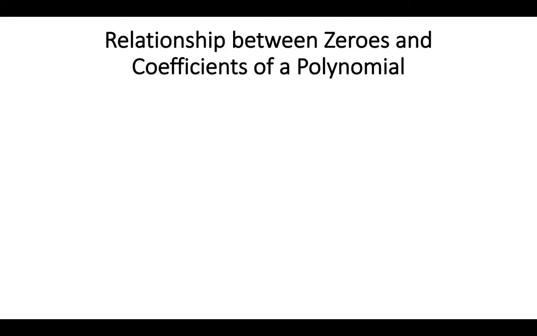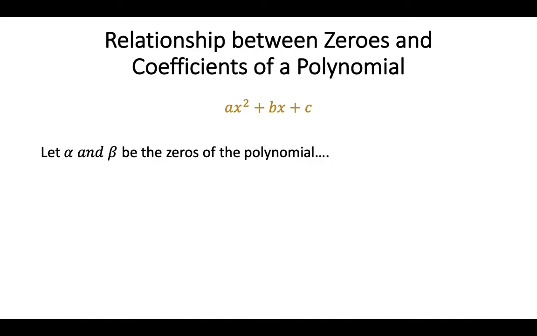Now, there is a small relationship between the zeros of a polynomial and its coefficients. Let us say, for example, I have taken this equation ax square plus bx plus c. This is a quadratic polynomial. Why? Because the highest degree here is 2. Now let alpha and beta be the zeros of the polynomial. We have to find the values of these alpha and beta also.